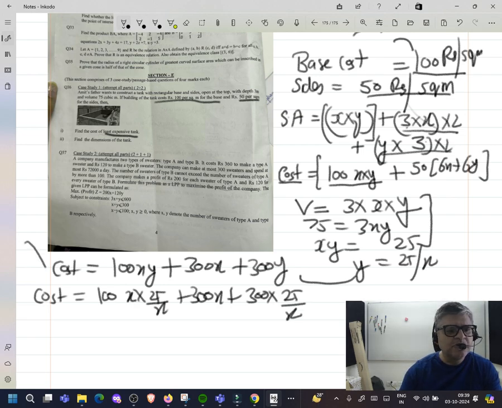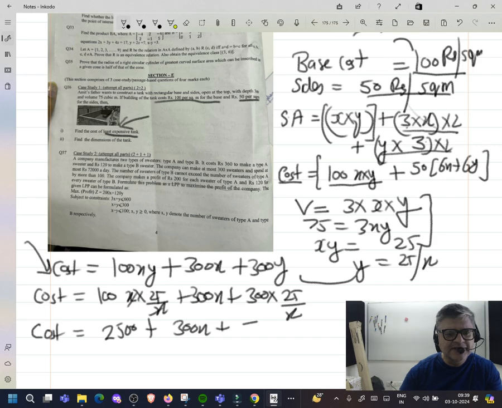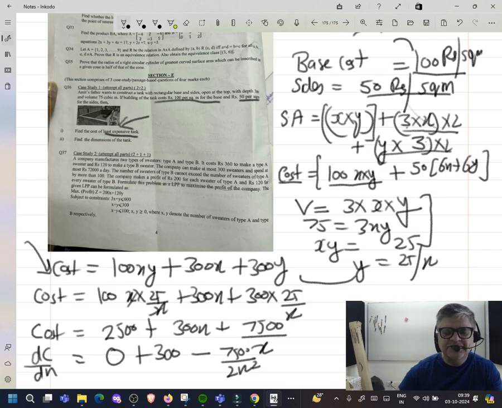Because if I were to do minimization, which is maxima and minima of this, I told you least expensive was very sturdy standing, right? So the cost is coming out to be... this gets cancelled, so this becomes 2500 plus 300x plus 7500 by x. Let's do a derivative of the cost with respect to x.